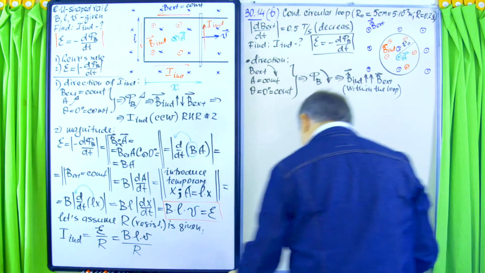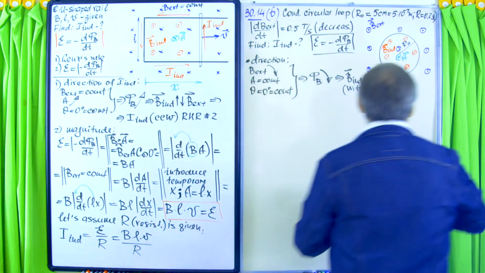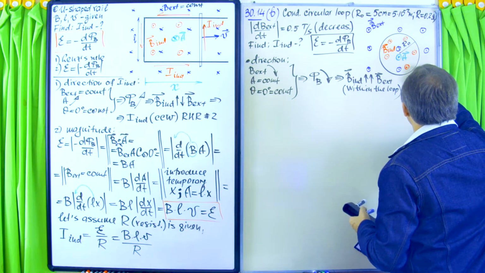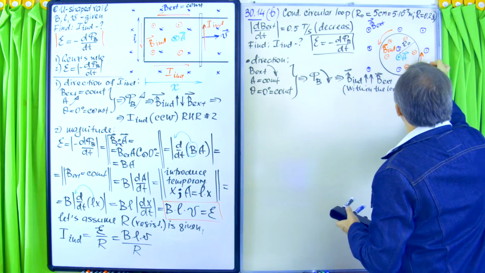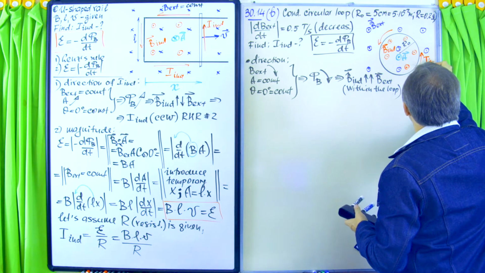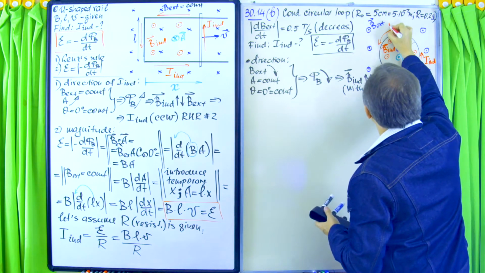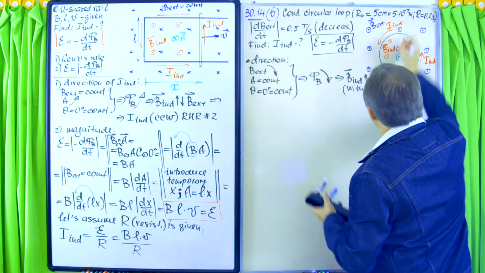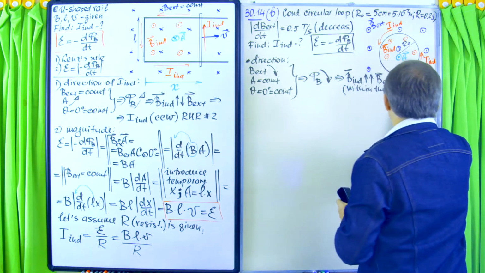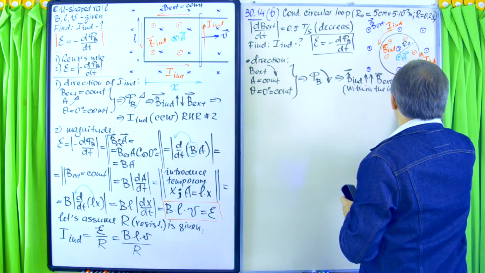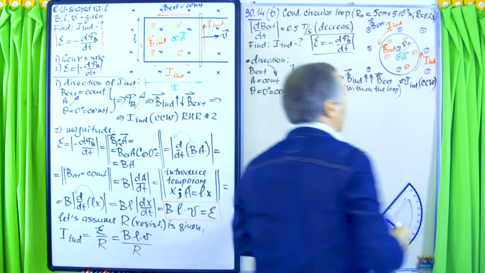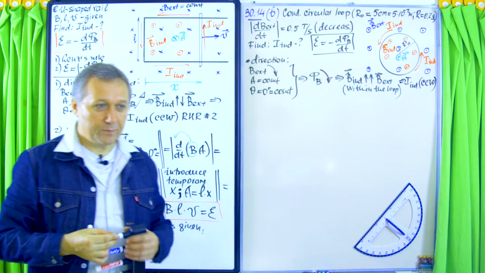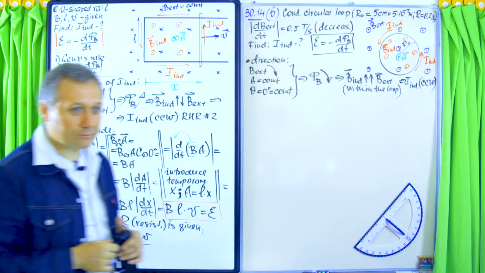Counterclockwise direction. Let me check if I'm getting the correct direction. So this will be my I induced direction. So I induced, and I can write here I induced CCW. So that's the first part of the problem.